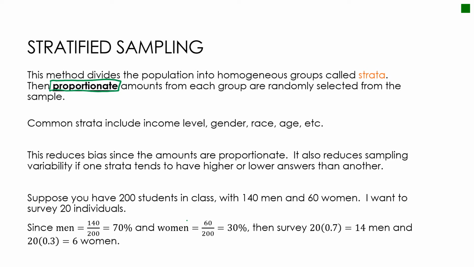So here's an example. I have 200 students in class with 140 men and 60 women, and I want to survey 20 individuals. How many of each would I sample? So notice here I would find men as a percentage, which is 70% men, 30% women, and when I find how many out of 20, I'm just taking 20 times those percentages to find 14 men and 6 women. So in this case, it might be a good idea to stratify if I wanted to make sure that I had proportionate amounts of men and women.